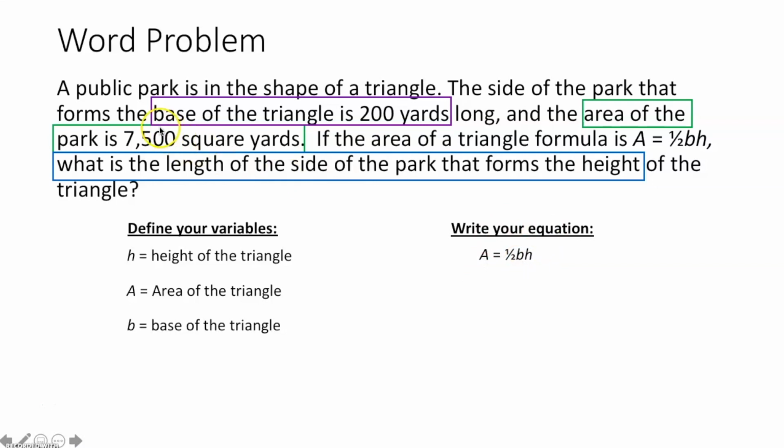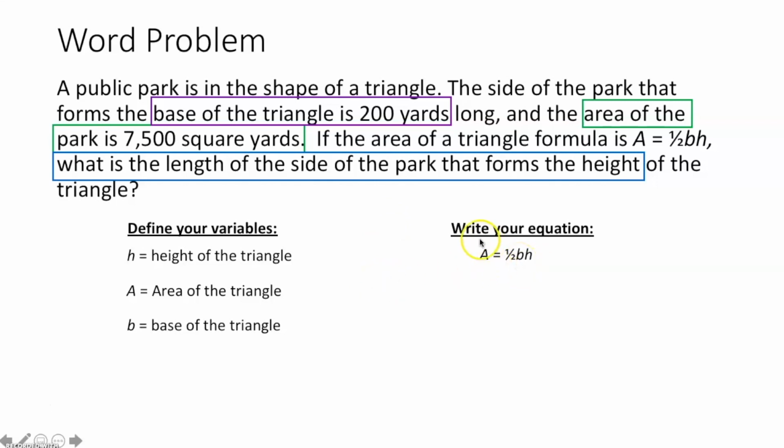One would be to straight away substitute in 7,500 for our area and 200 for our base. Then you can simplify that and solve for h that way. Or, since we're solving for h, we can solve this equation for h and then plug it in. Either way, you'll get the same answer. So what I'm going to do, since we've been doing this today, I'm going to solve for h first. So again, when you're solving a problem, what you need to do first: simplify, move, solve.